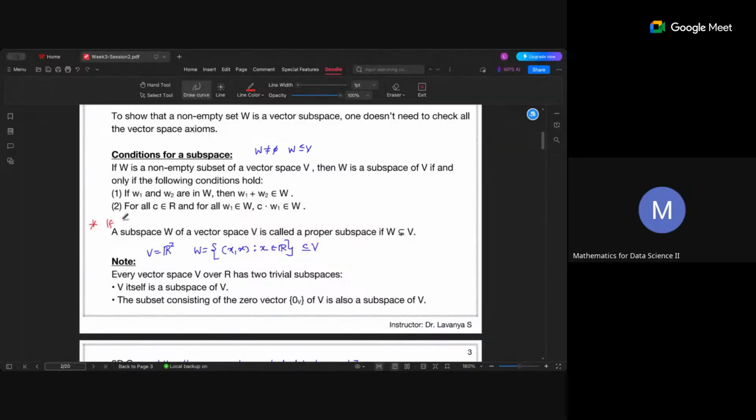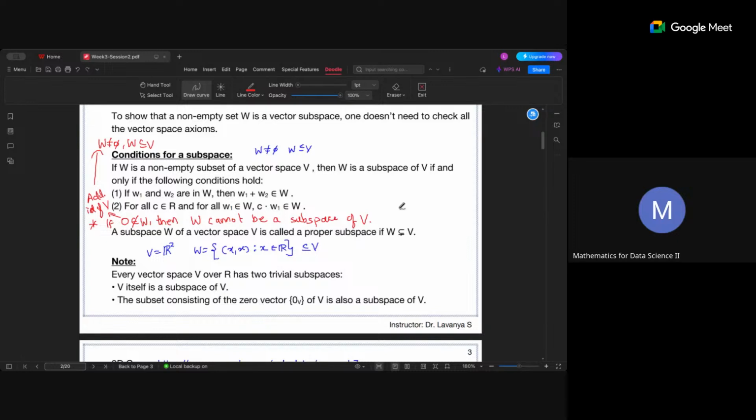Here 0 means the additive identity of V, remember that. If 0 does not belong to W, then W cannot be a subspace of V. Let us assume that W is non-empty and W is a subset of V, and 0 is the additive identity and it is not there in W, then W cannot be a subspace of V.